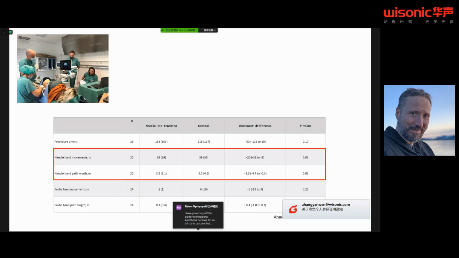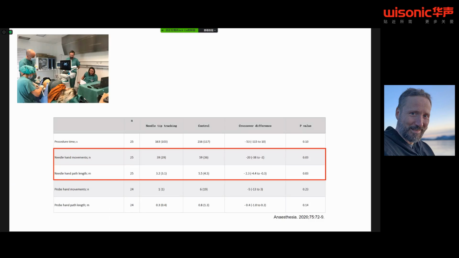You can see that the number of hand movements and the path lengths measured by hand movement analysis decreased significantly when using needle tip tracking. Procedure time, our main outcome, was reduced, but the p-value was 0.1. But as such a study has an explorative character, it gives a good indication that the technology can improve block performance. We performed another study that is not yet published.